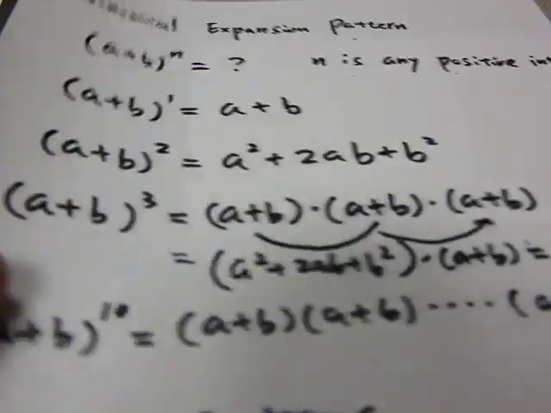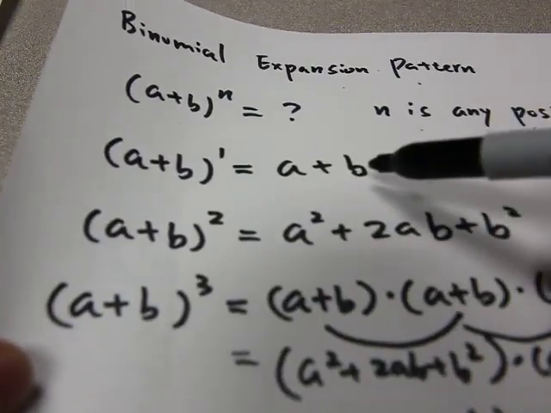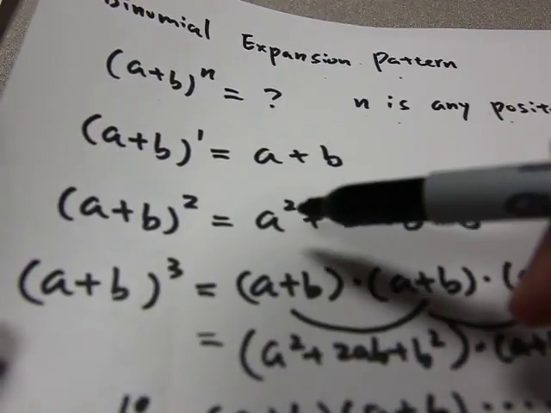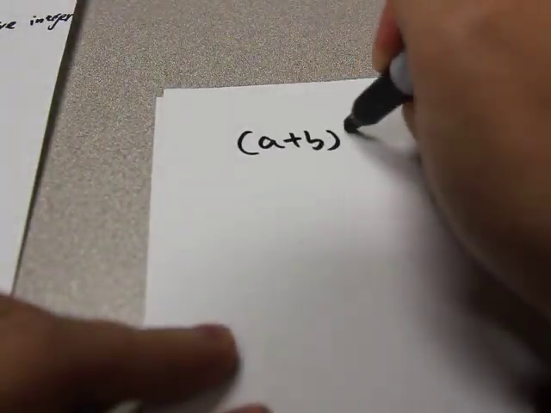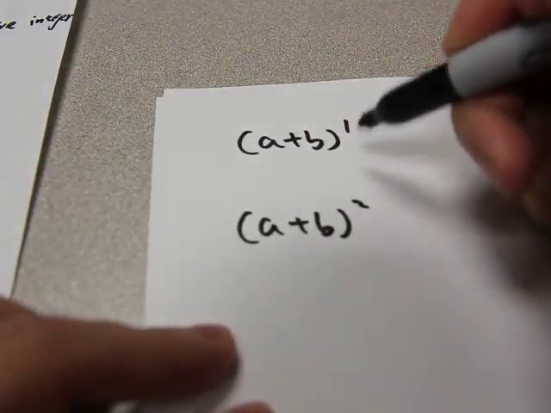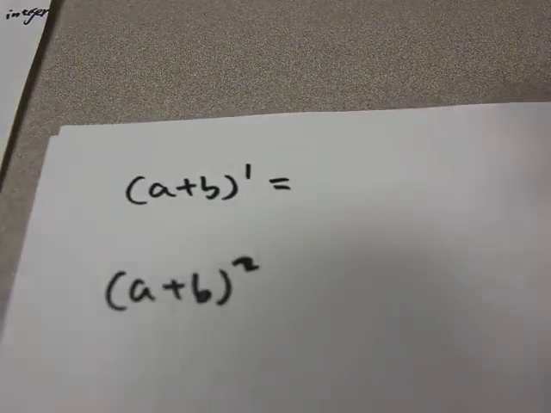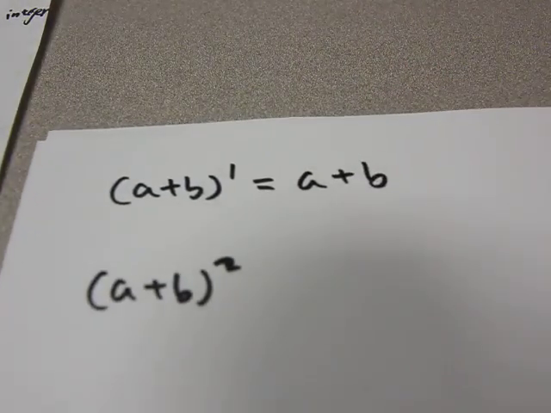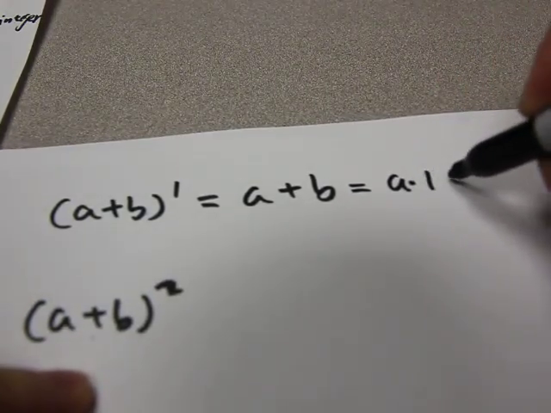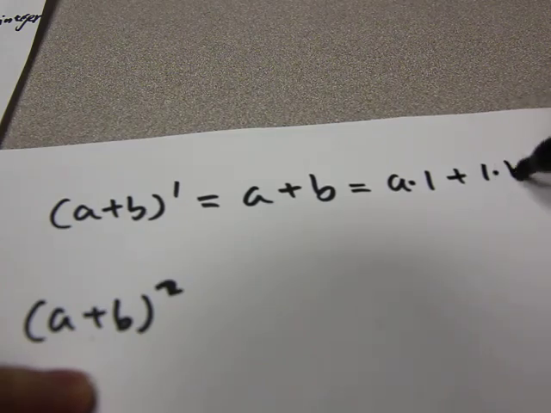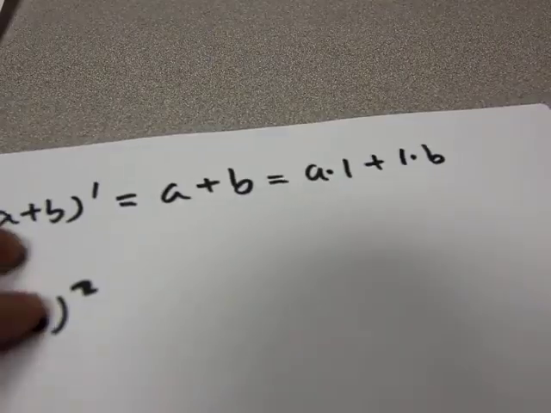Okay. Now, next, how do we know how to write each term? How do I know the first term is a, the second term is b, and like here, the first term is a squared, the second term is 2ab, and the third term is b squared? How do I know this? Okay, I'm going to start with these two cases. We know the result is a plus b, right? And also we know that a we can write as a times 1, and b we can write as 1 times b. Okay, why am I doing this?